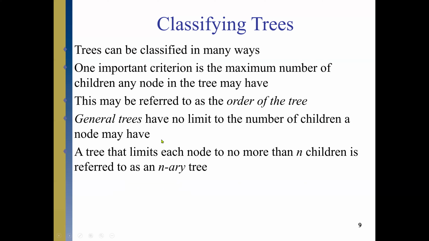Now, general trees have no limit to the number of children a node may have. A tree that has a limit, we normally name by the number of children, such as binary trees meaning 2. So for example, a tree with n children is referred to as an n-ary tree. If it's 3 children, we call it a trinary or ternary tree.